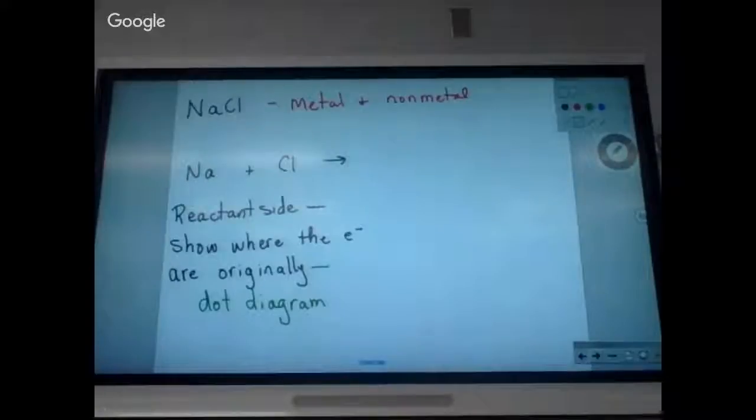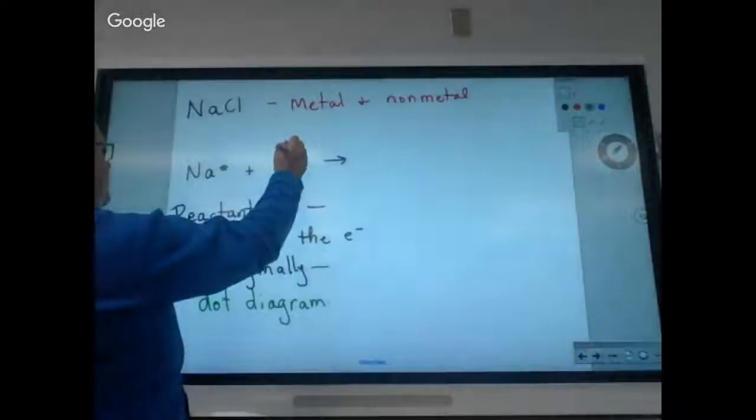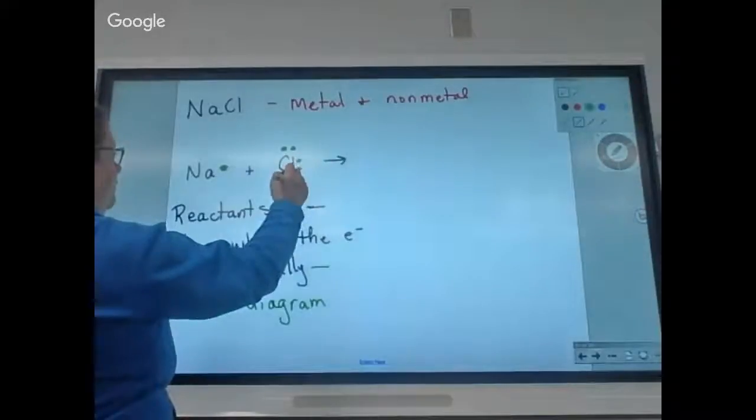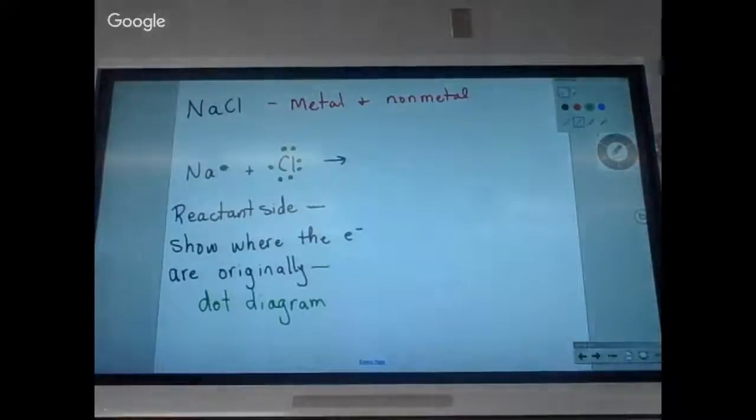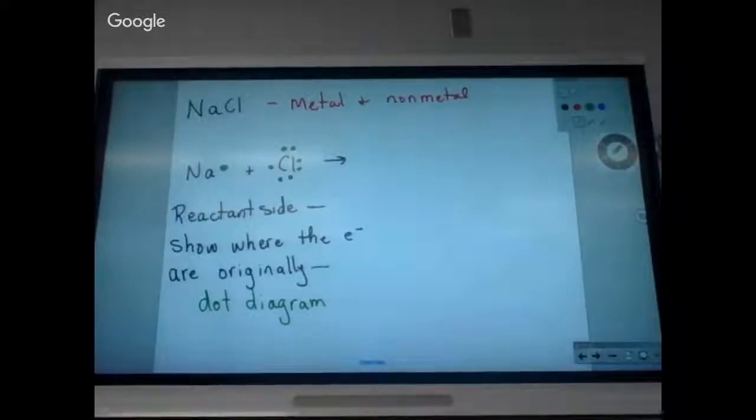So, if we think back to dot diagrams, sodium is in what group? 1. So how many dots would it have? 1. Okay, we draw one dot on it. Chlorine is in what group? 17. So we draw how many dots? 7. That would be correct. Is everybody okay with those two things? Yes. Okay, that's the left half of the reaction.